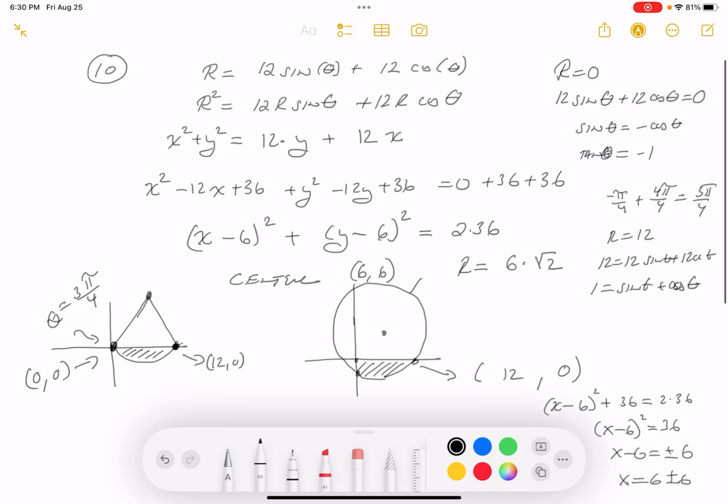I'll tell you why. Because I need to go forward from 3 pi over 4. I need to go forward from that. So instead of 12, I'm going to say it's minus 12. In other words, it's over here somewhere, and then it shoots back over there. So let's put the minus 12 down instead. Minus 12 equals 12 sine theta plus 12 cosine theta, which means minus 1 equals sine theta plus cosine theta. And again, I want to move forward from that 3 pi over 4.